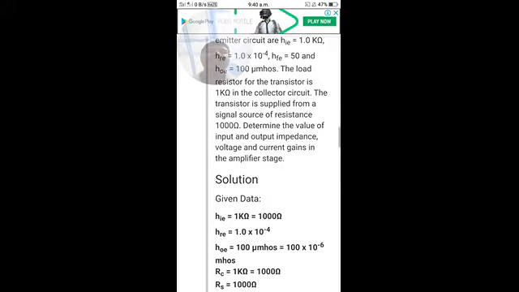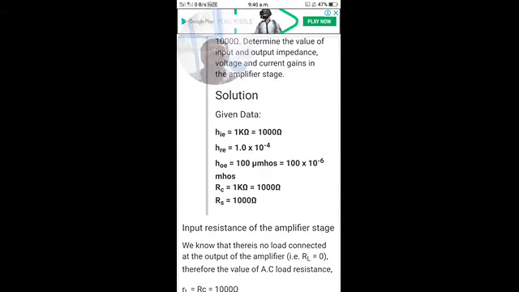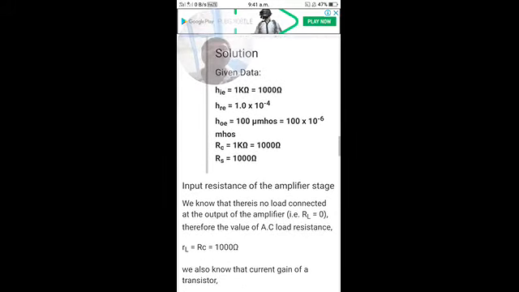So here the given data is hie is 1 kilo ohm, hre is 1 into 10 power minus 4, hoe is 100 micromhos, that is 100 into 10 power minus 6 mhos, Rc is 1 kilo ohm, and Rs is 1000 ohms.